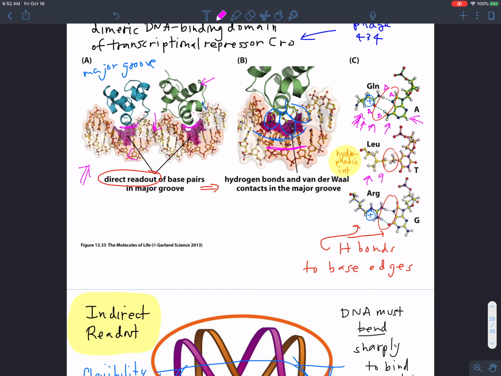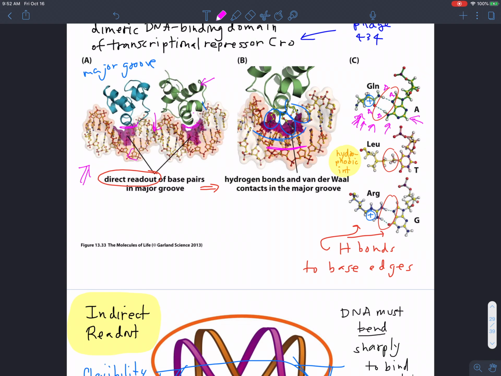In the case of a leucine, very hydrophobic, right, a purely hydrocarbon side chain, it can interact favorably via the hydrophobic effect with the methyl group on a thymine. And so this is an example of looking at a pattern where part of the pattern is the hydrophobicity, the hydrophobic patches on the base edges as well. And so hydrophobic amino acids can help read out the hydrophobic parts on a base edge.